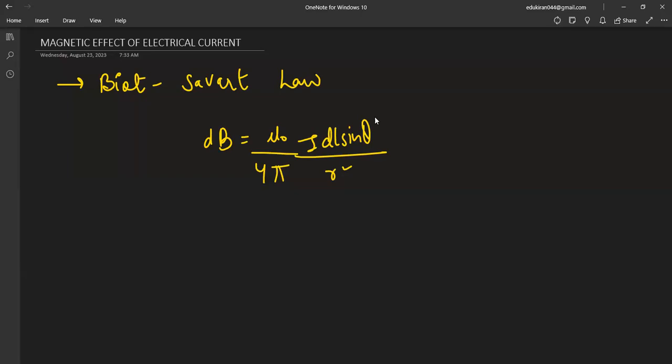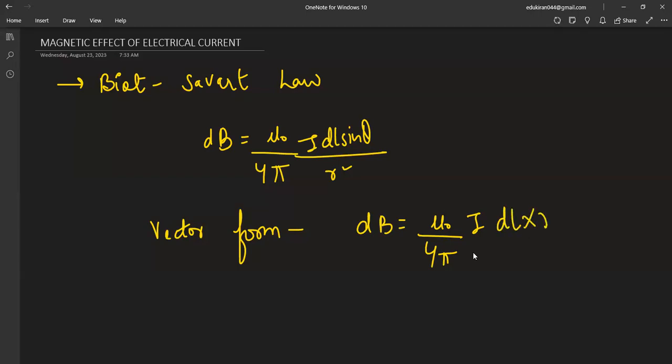Vector form, I have also told you, vector form also we discuss. In vector form, when we write the same thing, dB becomes equal to mu naught by 4 pi, I dl cross r divided by r cube.